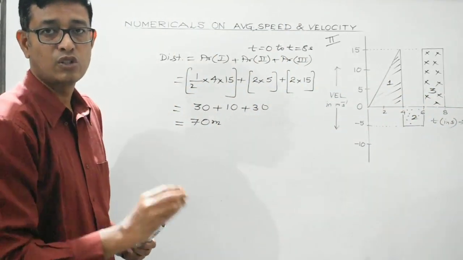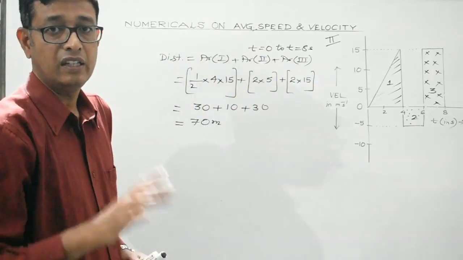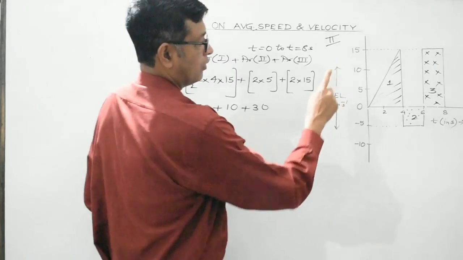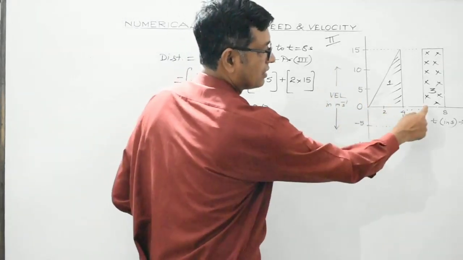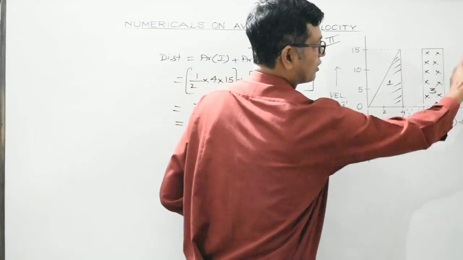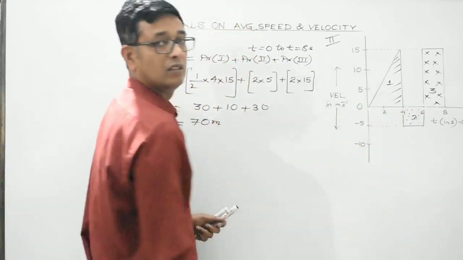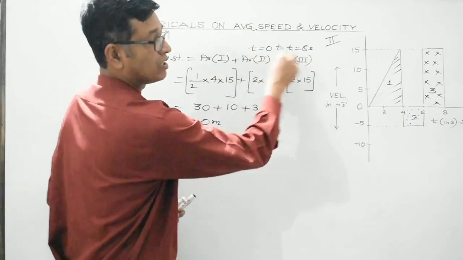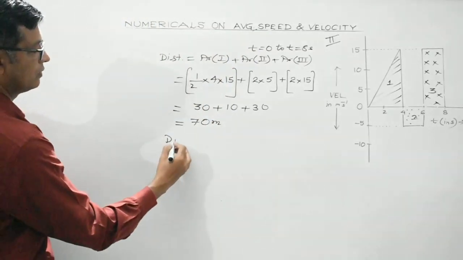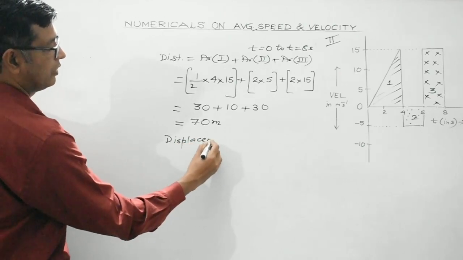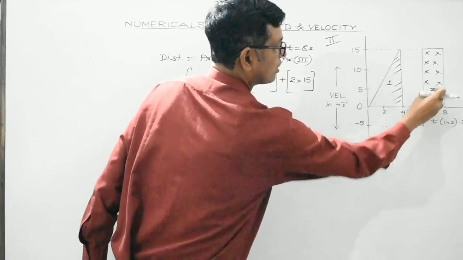We simply need to add up the areas of those shaded portion. In case we are supposed to find the distance covered by the body between 0 to 6 seconds, then this area is to be excluded. 0 to 6 seconds, it will cover only these two areas. So keep in mind the time interval given in the question as well. Right? Okay, let's find out the displacement. Again, between the time interval 0 to 8 seconds. 0 to 8 means we need to consider all the three areas.